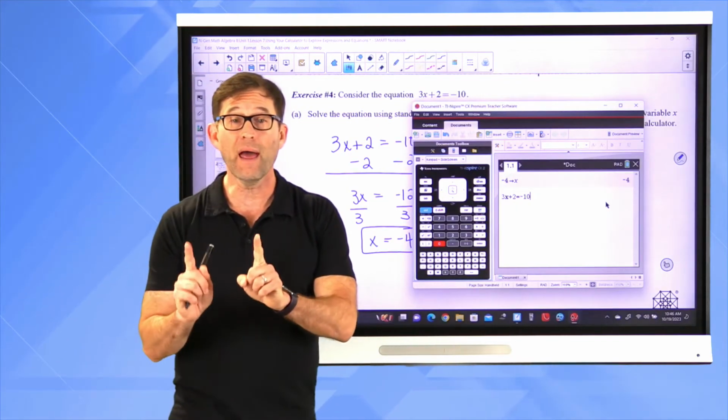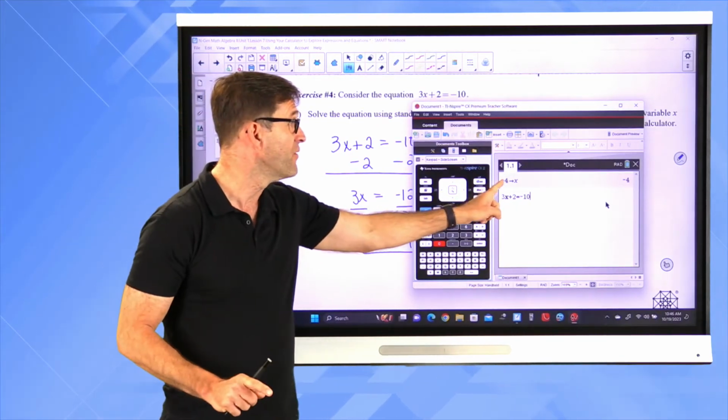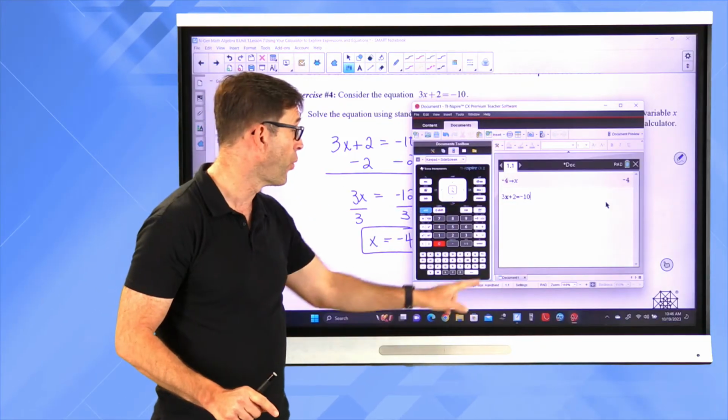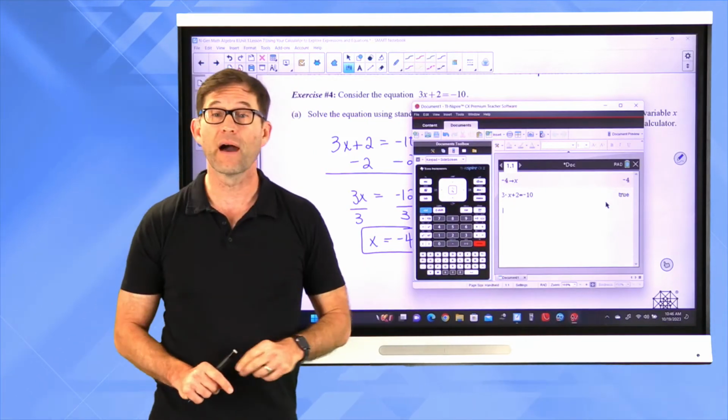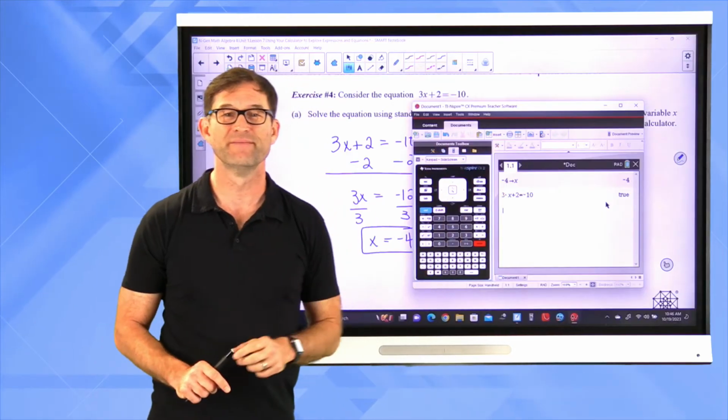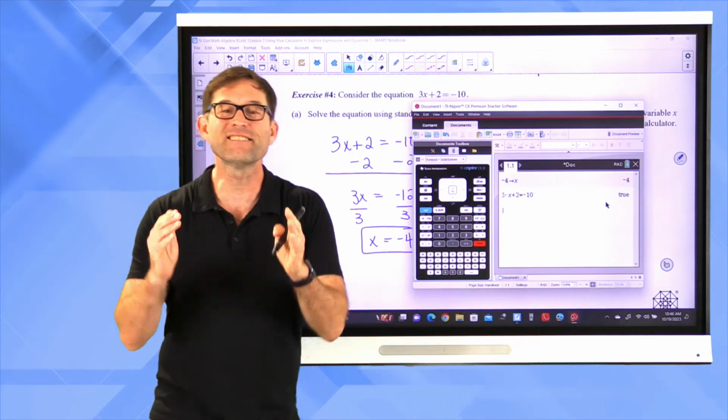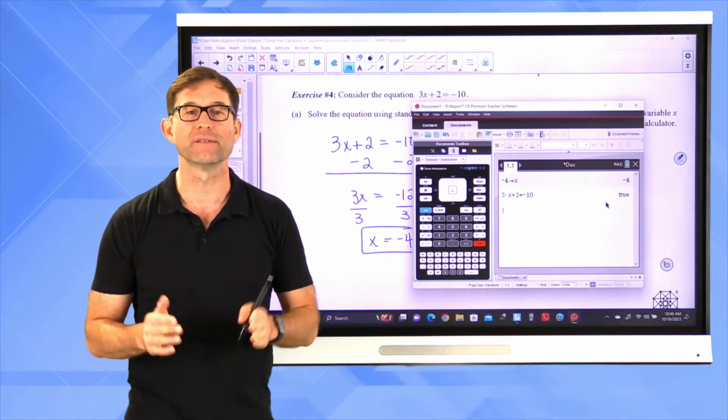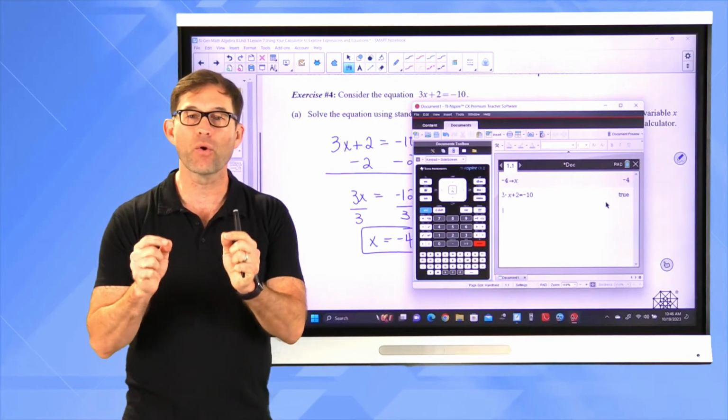And remember, right now the calculator thinks that x is equal to negative 4. When I hit enter, the calculator says true. And that is exactly what the solution to an equation is. It's something that makes the equation true.